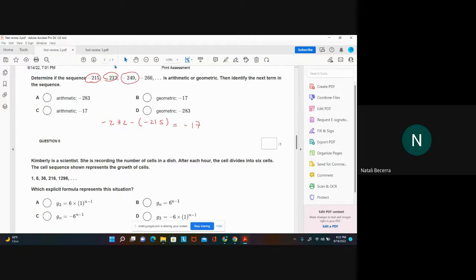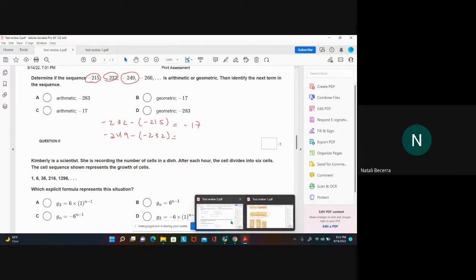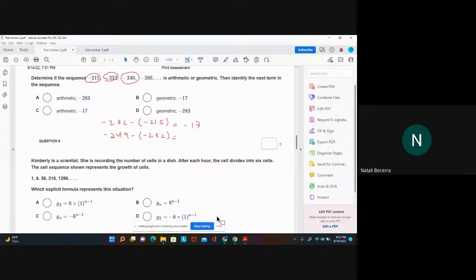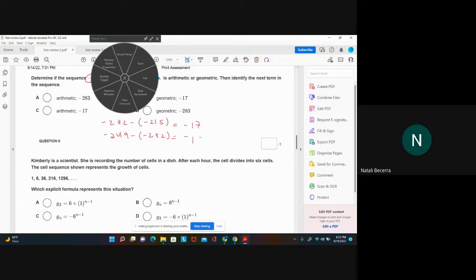So negative 249 minus negative 232. I should get negative 17 again, right? Negative 249 minus negative 232. Negative 17. That's exactly what I wanted. So good for me. I don't have to do no more work. I know that my answer is arithmetic. So I could delete the geometric.